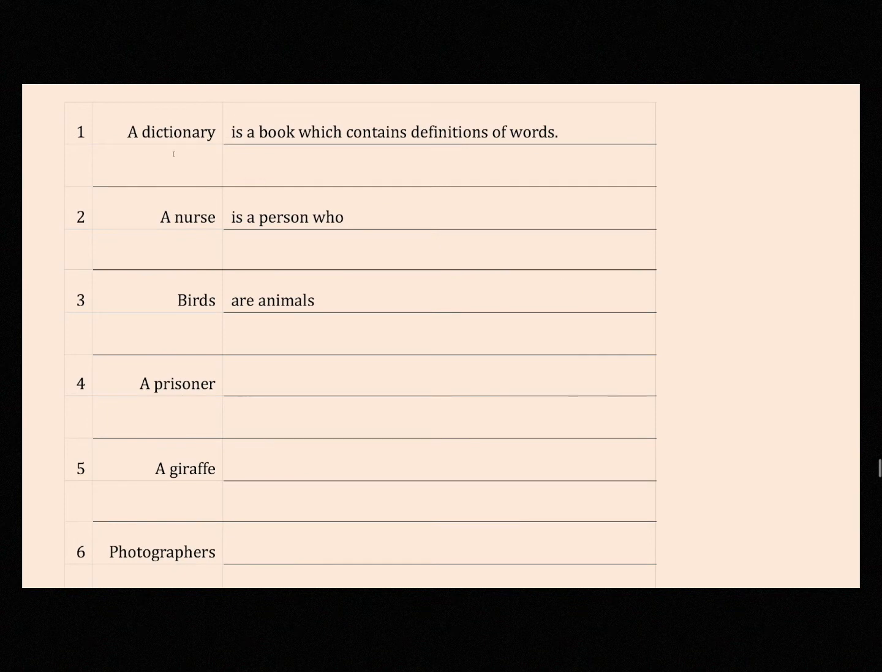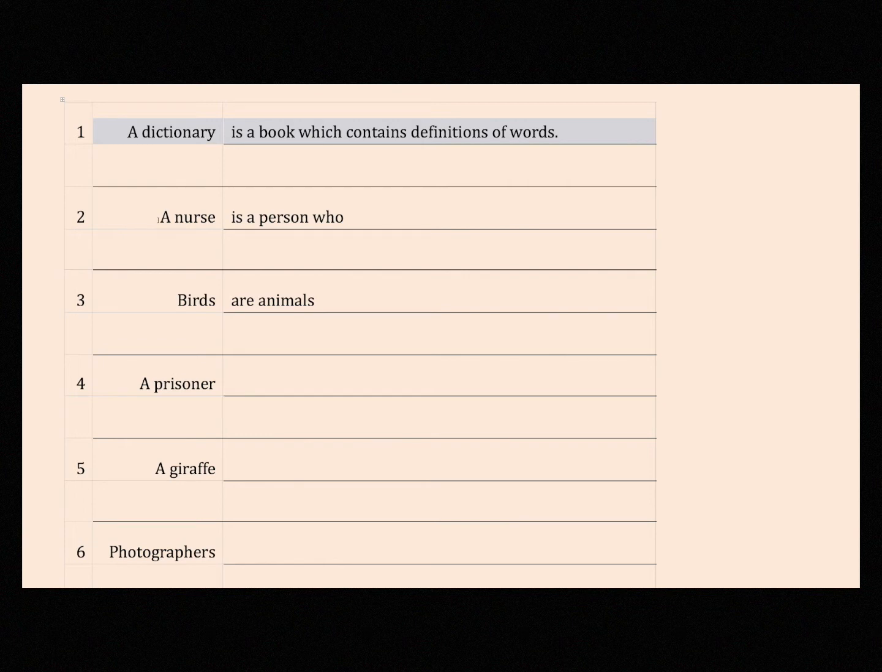After looking at 3 examples, let's also look at the questions. Like number 1, a dictionary. Obviously, a dictionary is a book, and then a book which contains definitions of words. We use which here because a book is a thing. We use which to refer to a thing. That's why we have a dictionary is a book which contains definition of words.